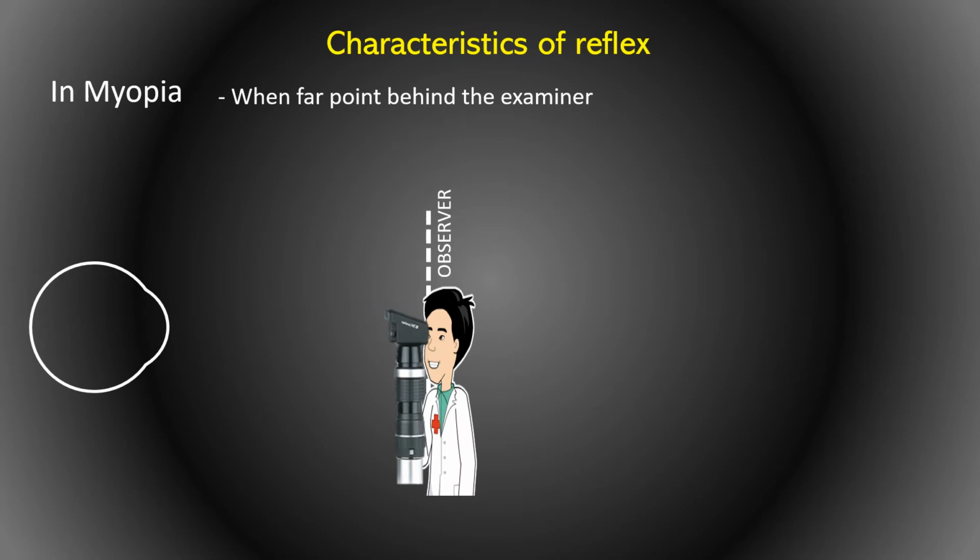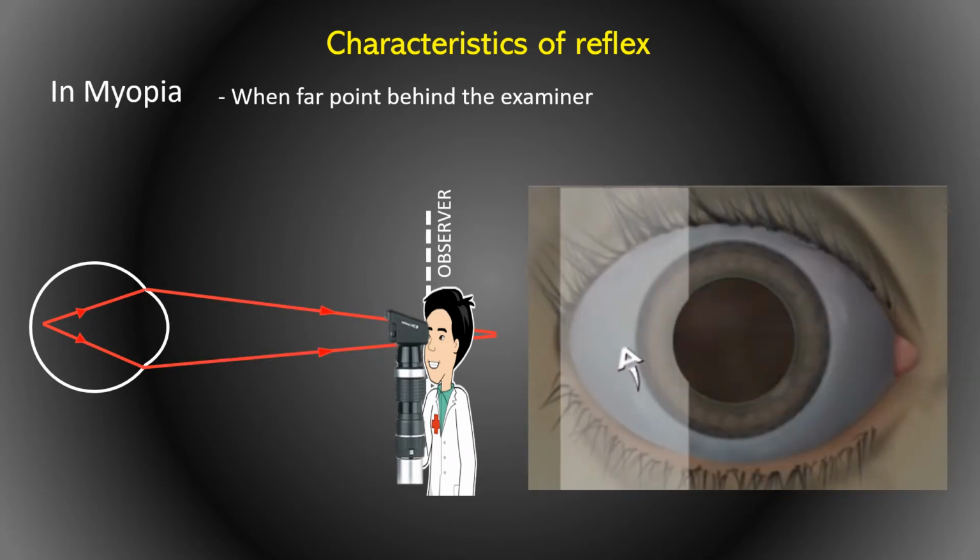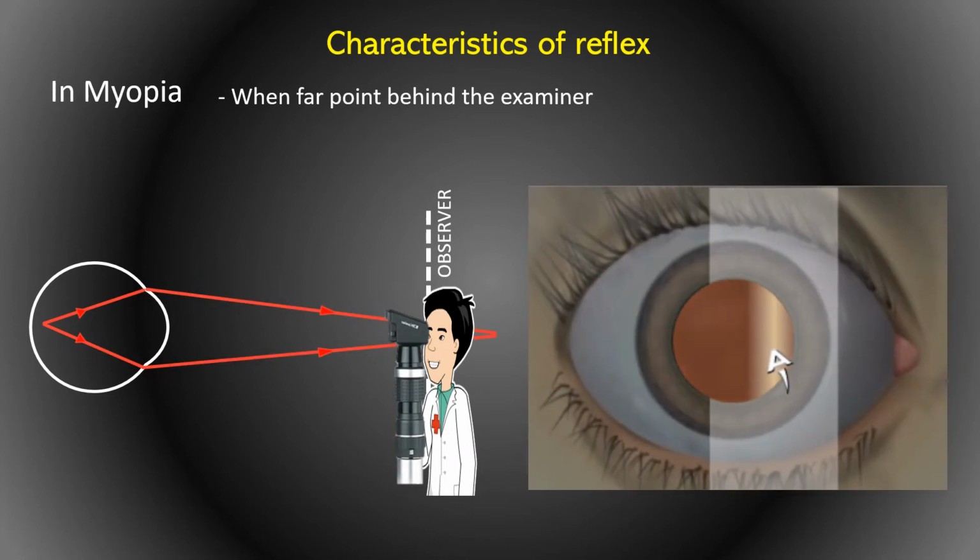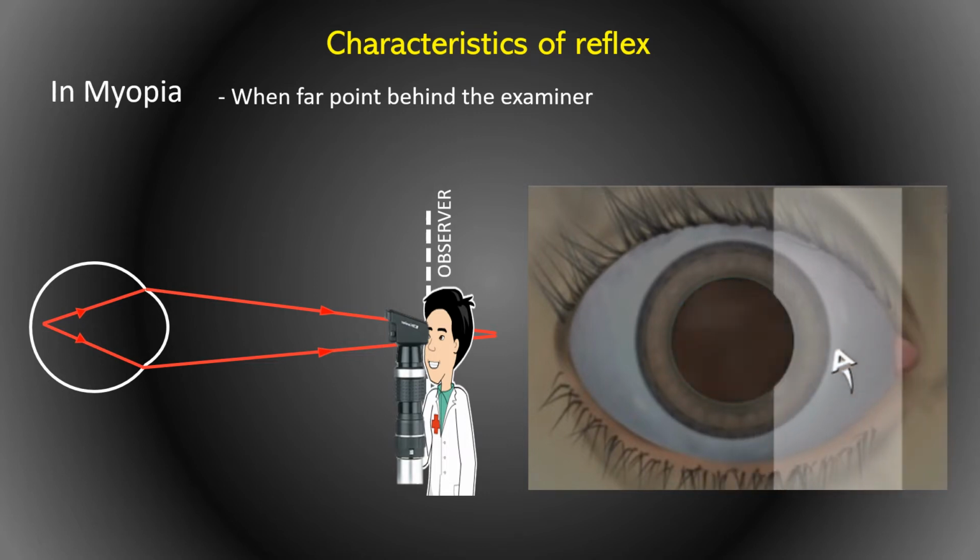In myopia, the far point is located anterior to the eyeball. So movement of the reflex in myopia depends on the position of the far point and the amount of refractive error. In myopia, light rays emitted by the fundus are converging, and they can converge at different distances. If light rays emitted by the myopic fundus converge and meet behind the examiner, then the reflex in the pupil will show with movement.